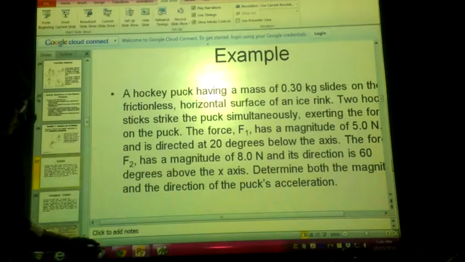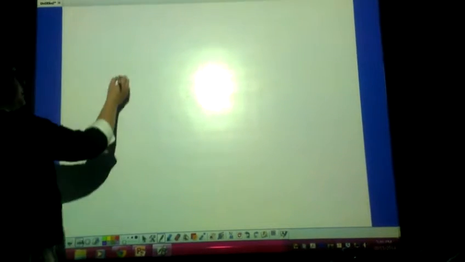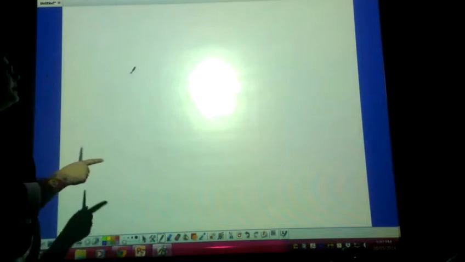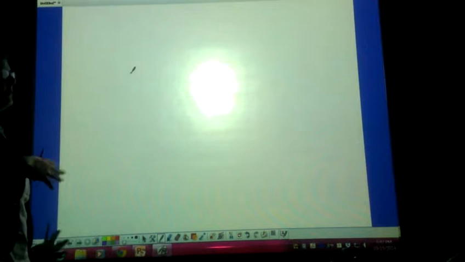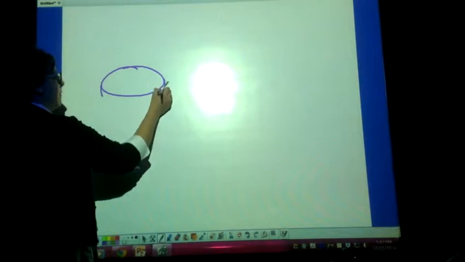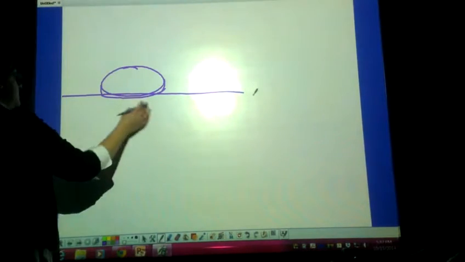Okay, so let's draw a picture. And in this problem, I want us to ignore normal and weight force right now. I just want us to focus on the applied forces. So let's assume normal and weight are not in play right now. Okay, so I have a hockey puck that's on ice, even though it's under the ice, but pretend that didn't happen.